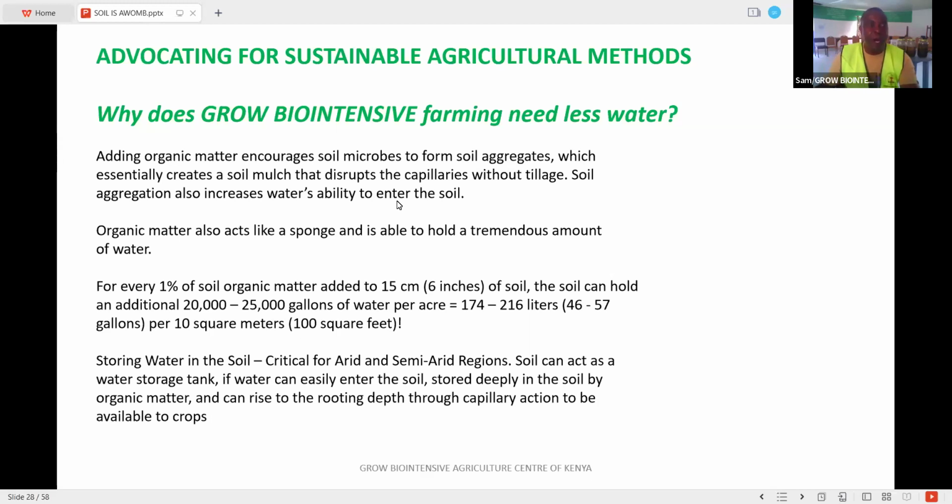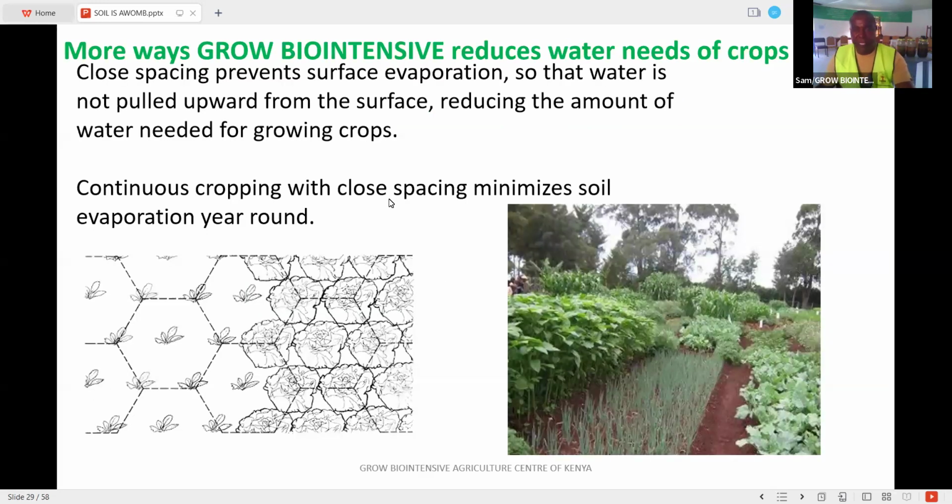So I would advocate for anybody that practices conventional methods to sit and think about the methods that are sustainable. And one of the methods that are sustainable is called the global intensive farming system. And that's how it looks like.